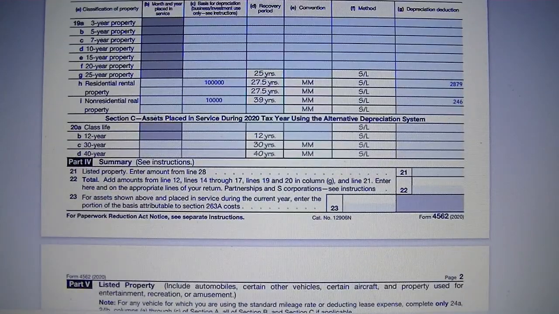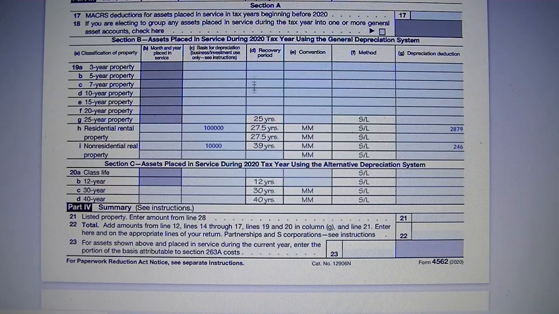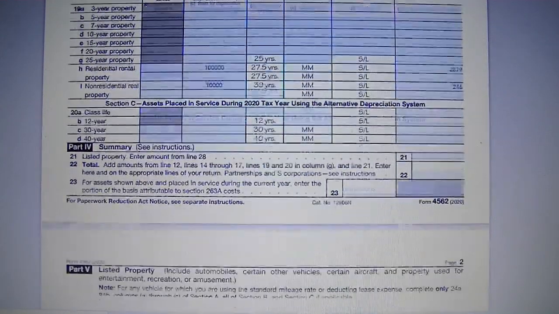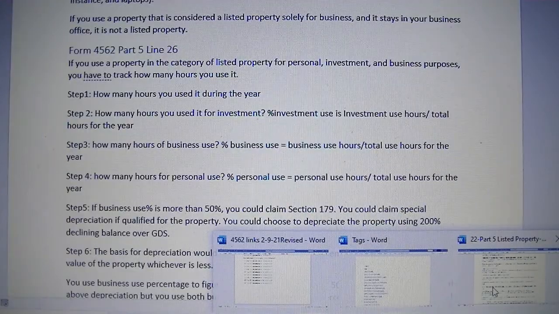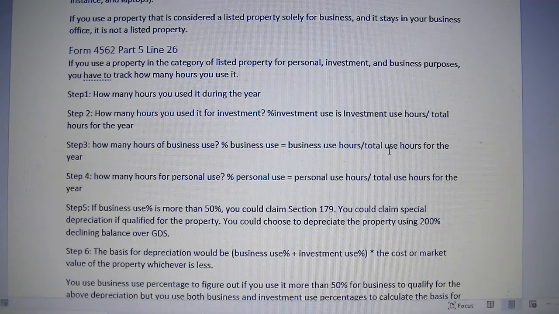So you depreciate that property if you place it in service in 2020, the tax year you are filing, in Section B, Part 3. But if you use it for personal, business, and investment, then it is a listed property. So Form 4562, Depreciation and Amortization, Part 5, line 26.